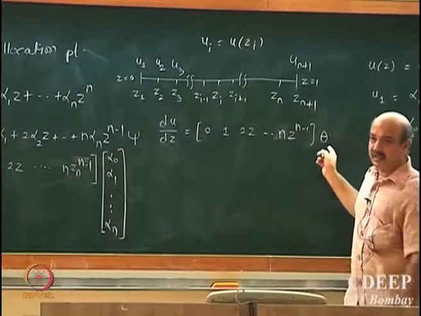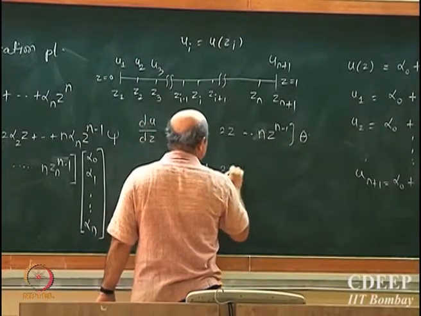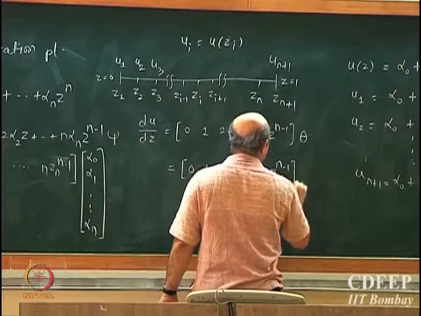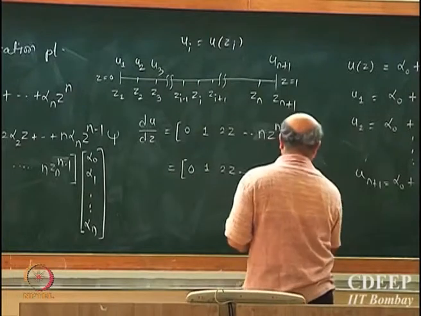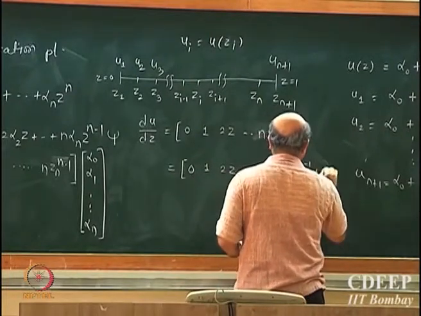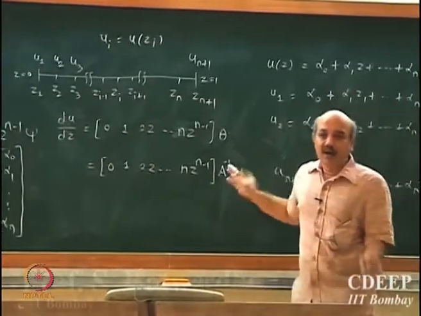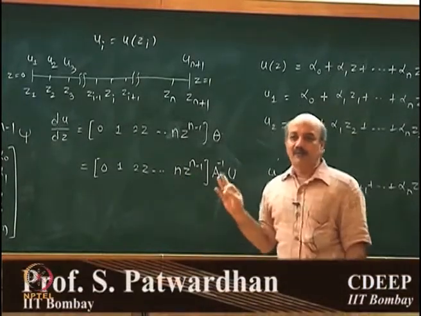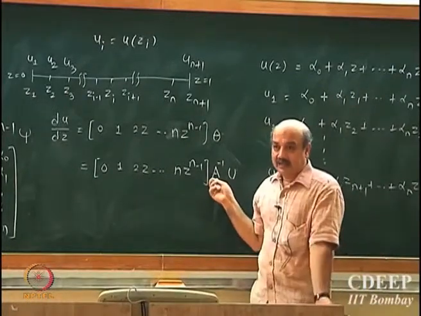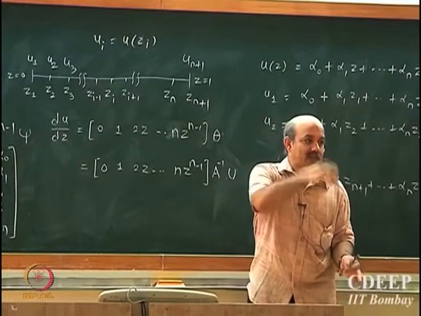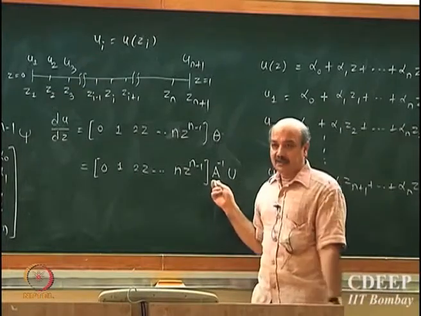So this into theta vector is the same as 0, 1, 2z, up to n z^(n-1), into A inverse u. I am just replacing theta. Unknown theta is not so convenient for me to work with. I am going to work with unknowns u1 to u(n+1). A is a known matrix. I have chosen the collocation points, so I can compute the A matrix and I can compute A inverse. So this is a known matrix to me.